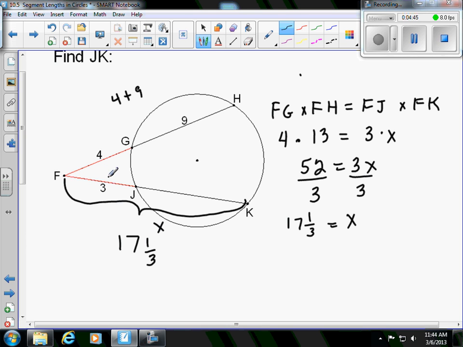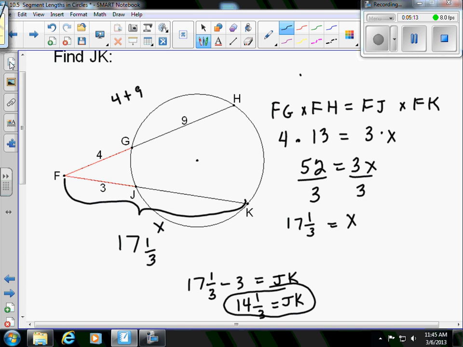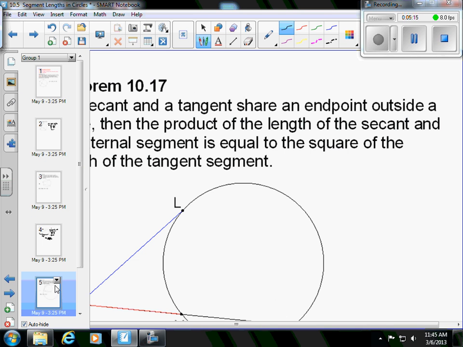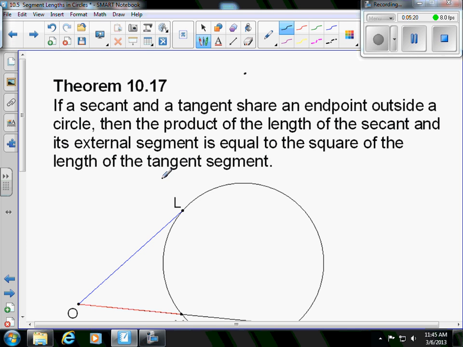Okay, so this entire segment from F to K is 17 and a third. Well, we already know that from F to J, it's 3. So if we took 17 and a third minus the distance from F to J of 3, we would get the length of JK. Well, 17 and a third minus 3 gives us 14 and a third. Okay, so let's move on to our next theorem, theorem 10.17.